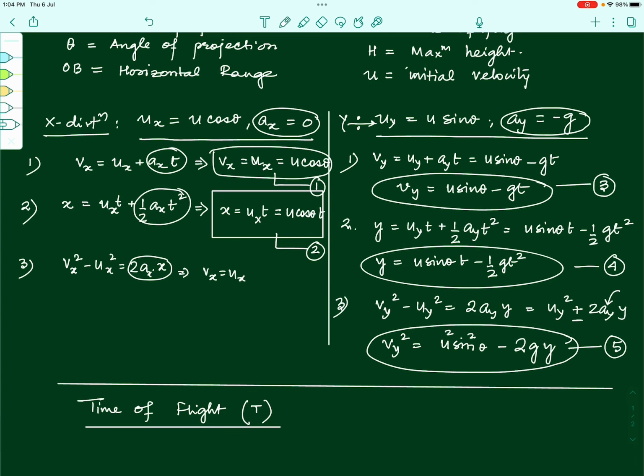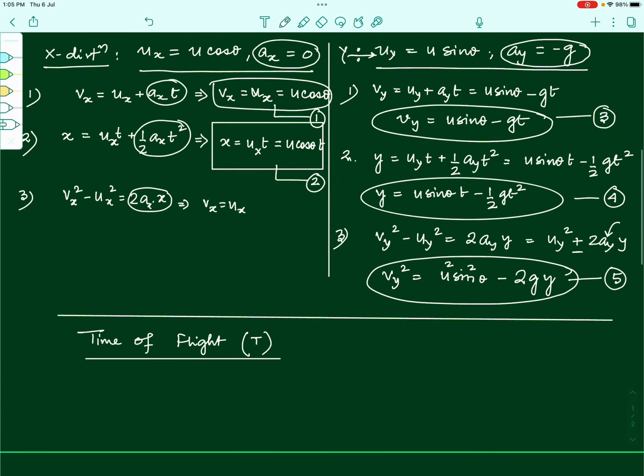If you just go through these equations carefully, you will see that it is equation number 4, y is equal to u sin theta t minus half gt squared, that connects the y directional displacement with the time, right. And what we can do is substitute y is equal to 0 in equation number 4 to get that time at which y directional displacement becomes 0, right. We know that at the final position the y directional displacement of the projectile is 0. So, what does this equation give us? The equation is y is equal to u sin theta t minus half gt squared, right.